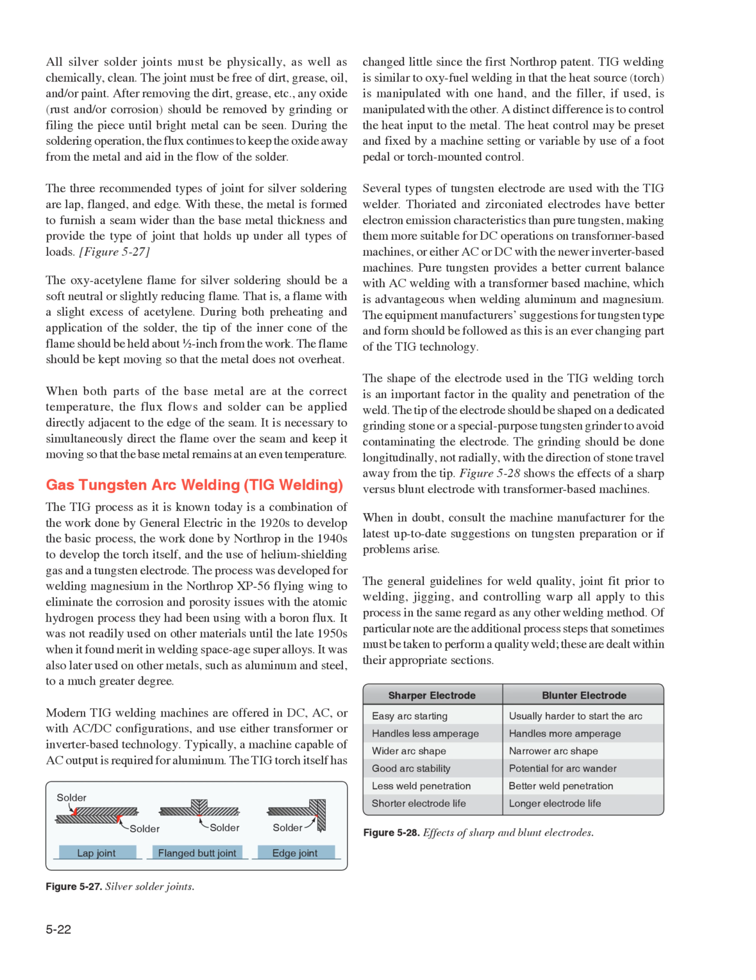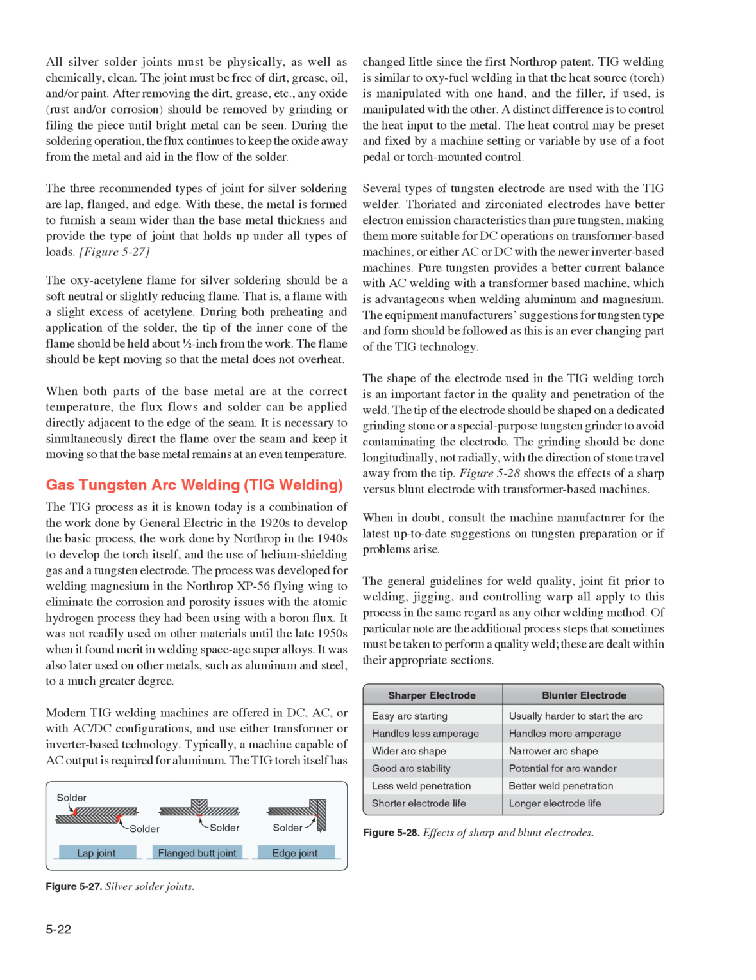Modern TIG welding machines are offered in DC-AC, or with AC-DC configurations, and use either transformer or inverter-based technology. Typically, a machine capable of AC output is required for aluminum. The TIG torch itself has changed little since the first Northrop patent. TIG welding is similar to oxy-fuel welding in that the heat source torch is manipulated with one hand, and the filler, if used, is manipulated with the other.